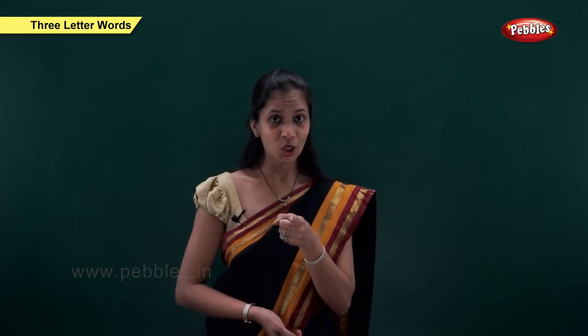Here also you have two words. The word is G-E-M, gem, and the other is P-E-N, pen. Now here we have finished all three letter words with the help of A, E, I, O, U vowels. Before going to the next chapter, your job is to practice.